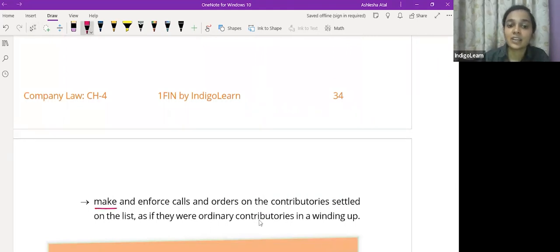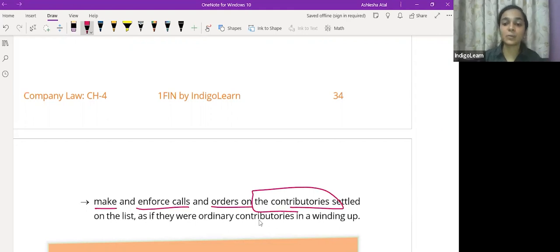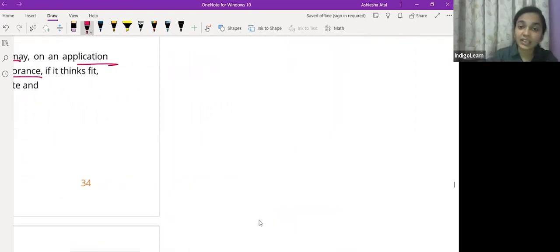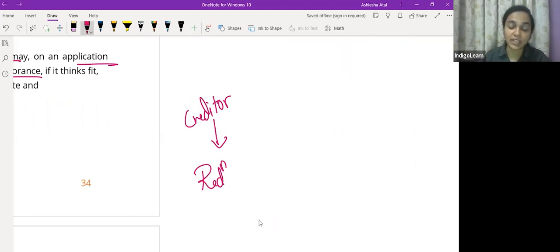Make and enforce calls and orders on the contributories. Contributories are basically the people who will contribute in the event of winding up of the company, as if they were ordinary contributories in the winding up. So this is basically in a situation जहाँ पे एक creditor का नाम included नहीं है in the list of creditors of the company, then in that situation, and on the basis of that list, there is a reduction in share capital which has taken place.